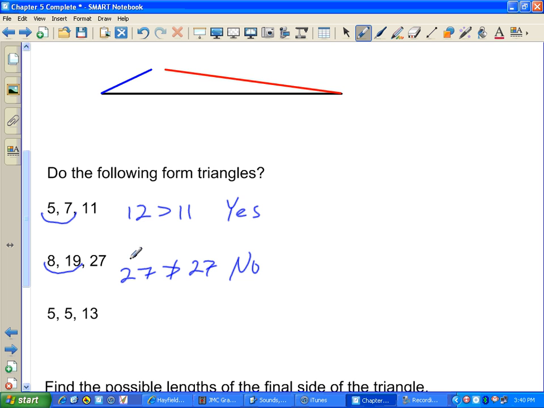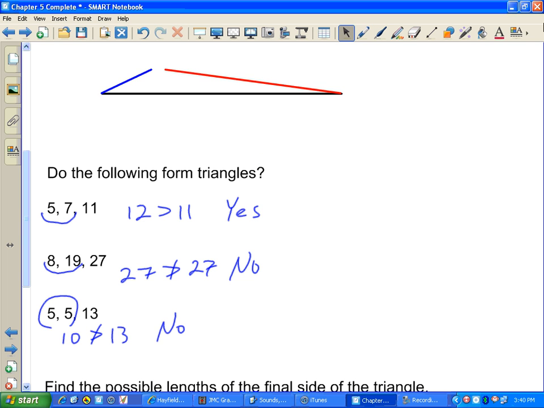It has to be strictly larger than the third side. When you add the two smaller sides, it has to be larger. It can't be equal to. It has to be bigger. If we look here, 5 and 5 is 10. And that is not bigger than 13. It's not even close. So this one's no also.